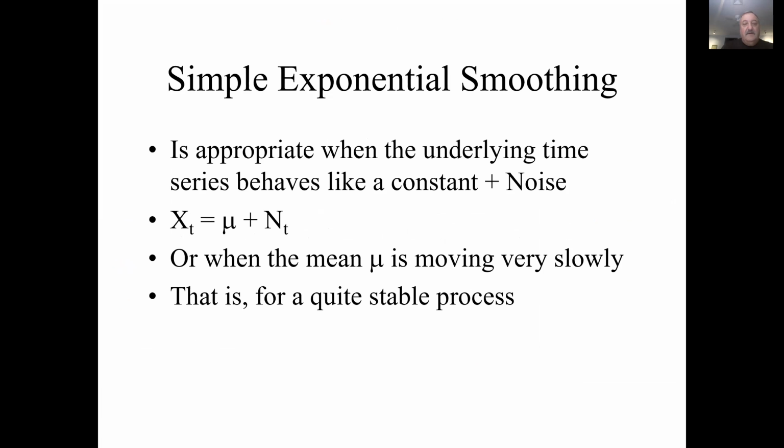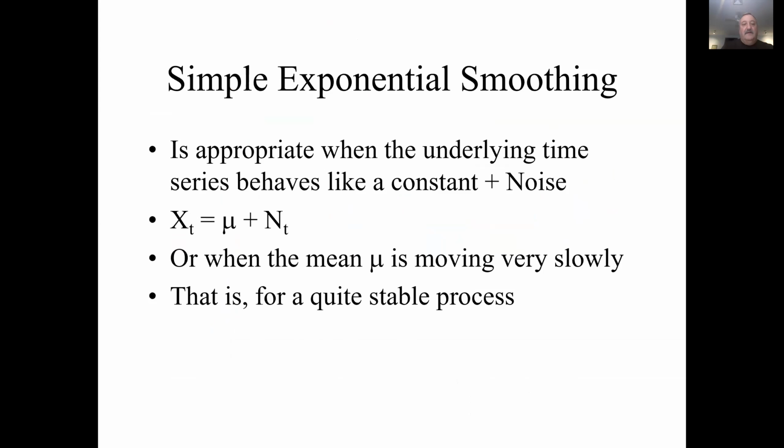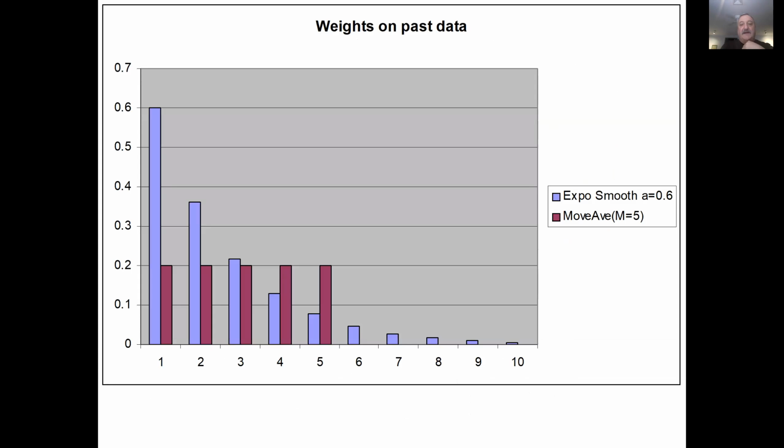All right, so simple exponential smoothing, or moving averages for that matter, are appropriate when your time series behaves kind of like a constant plus noise. In other words, when it's doing basically like this blue line here. It's stable, then maybe every so often it changes its level, but there's no trend going on, right? It's not trending up or trending down. When you have a time series like that, that's when exponential smoothing is appropriate.